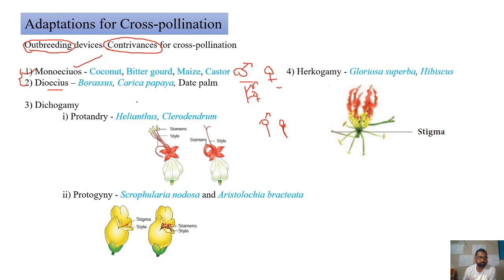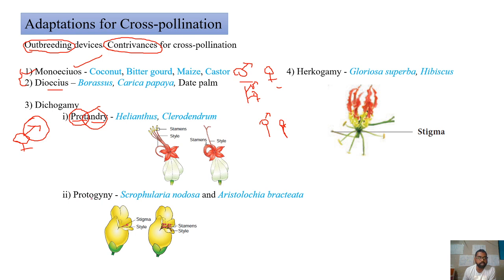Now dichogamy. Here, the male and female reproductive systems will be matured at different times. So the flower is bisexual, but the maturation of these two parts will occur at two different times. If the male reproductive system, that is androecium, matures first, that condition is called protoandry. Proto is first, andro refers to male, androecium. So protoandry means the male reproductive system matures first. This you can see in Helianthus and Clerodendron. The one shown here is the Clerodendron plant.